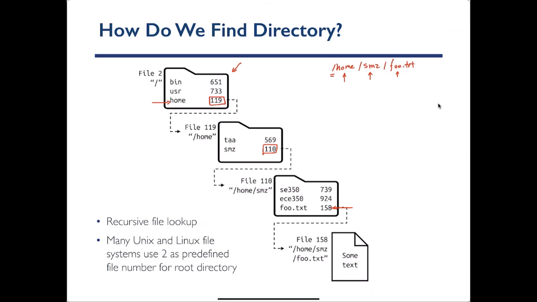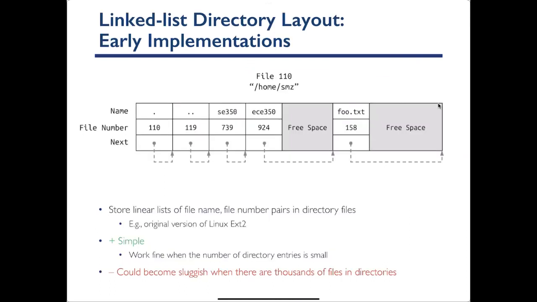So, okay, searching is just a recursive call. How do we store the data in our directory files? In SMZ, for example, the SMZ directory is going to correspond to a single file. This was file 110. So how do we structure this file? How do we store bytes in this file?